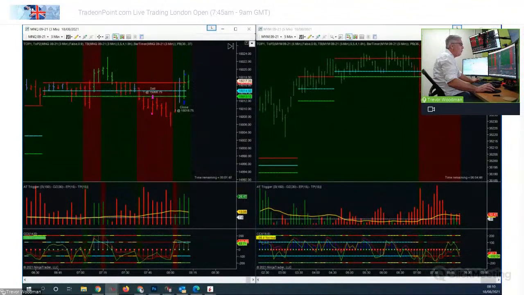I've got the perfect. I count them in points. I get a point for the red bar. I get a point for the TAS box break. I get a point for the background. I get a point for the AT trigger being above the trigger line, and I get a point for the CCI being below the 0 line. So that's a 5 out of 5 trade.